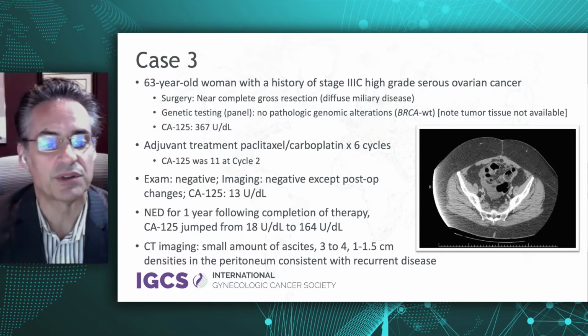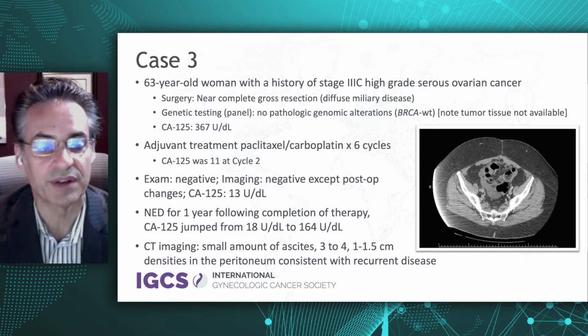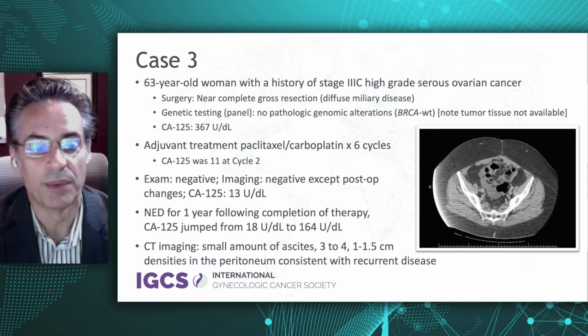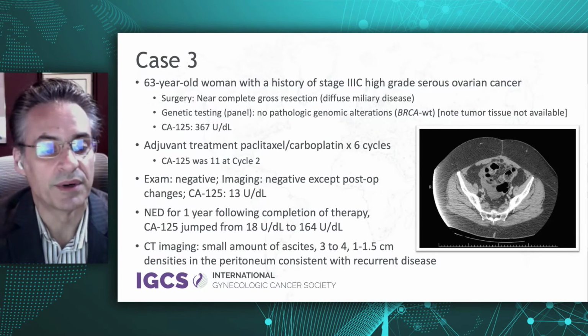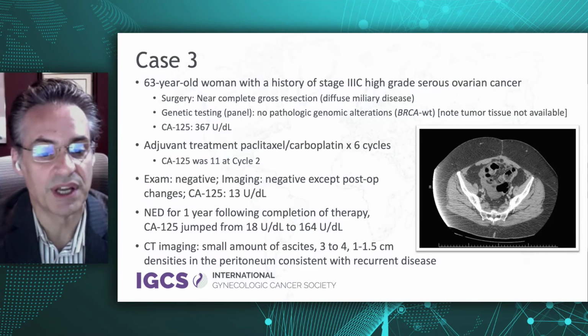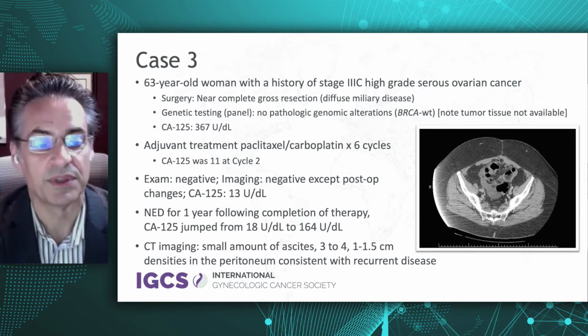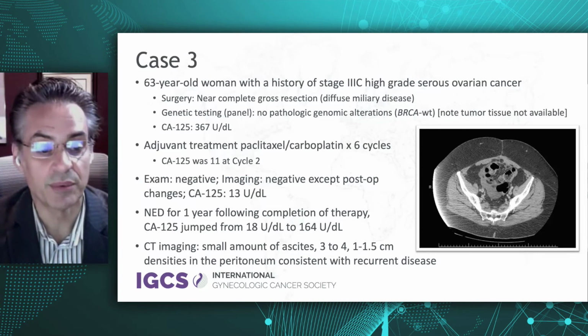She had adjuvant treatment with paclitaxel carboplatin for 6 cycles. The CA125 normalized quite rapidly. Her exam was negative. Imaging was negative except for some post-op changes, and her CA125 was 13 at the completion of her 6 cycles of chemotherapy. And she did well for a year.